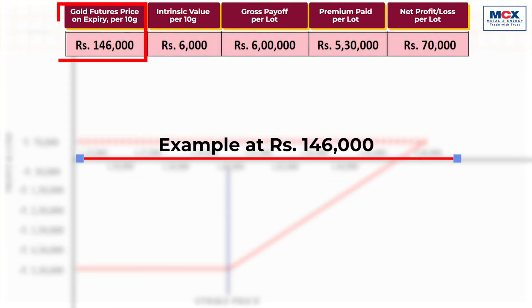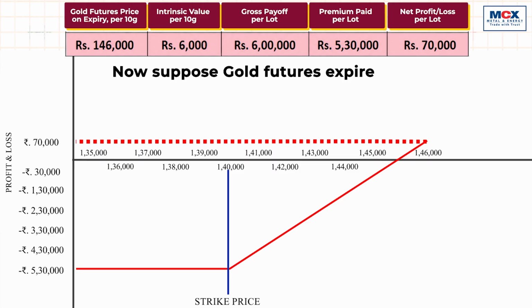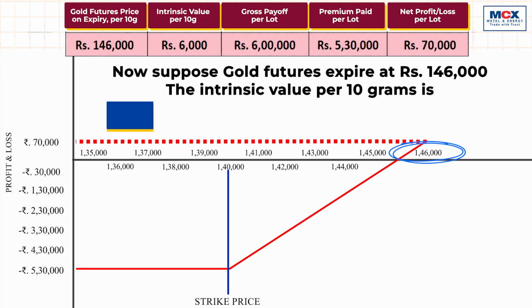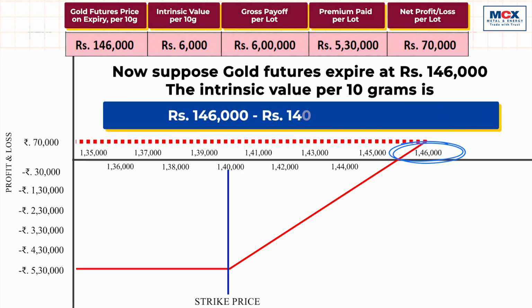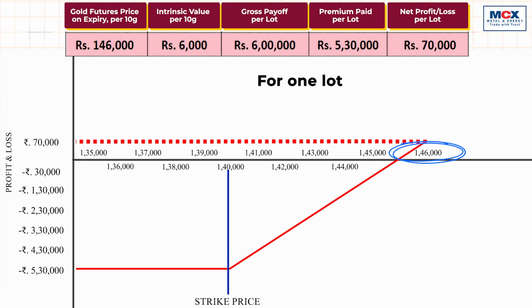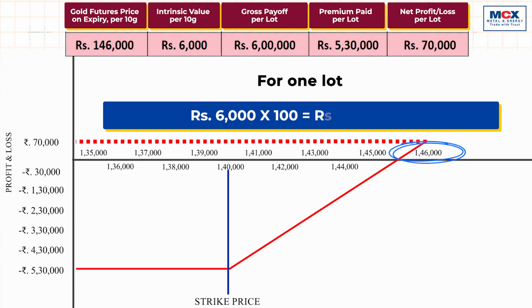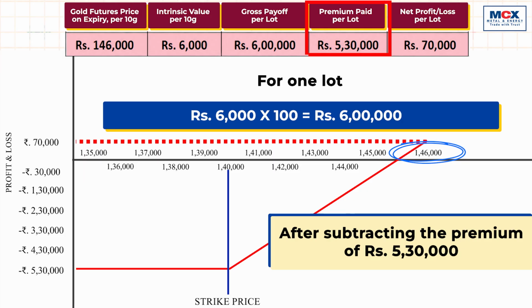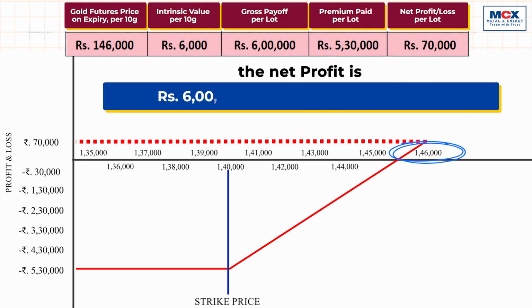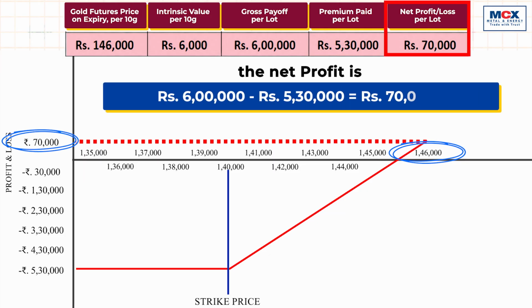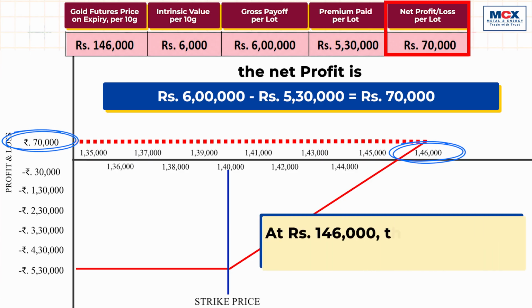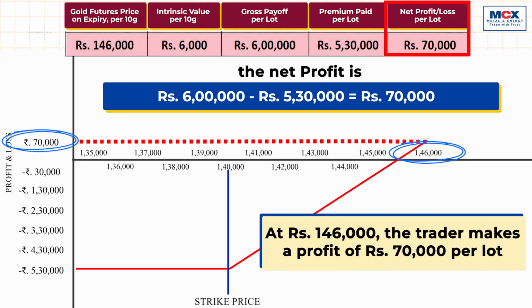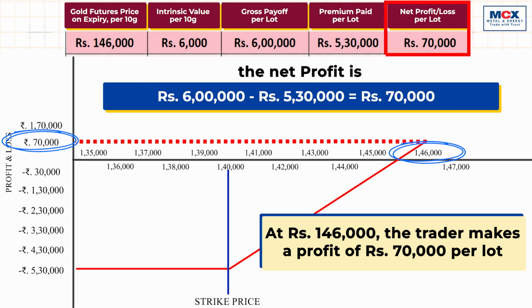Example at Rs 1,46,000. Now suppose gold futures expire at Rs 1,46,000. The intrinsic value per 10 grams is Rs 1,46,000 minus Rs 1,40,000 equal to Rs 6,000. For one lot, the gross profit is Rs 6,000 into 100 equal to Rs 6 lakhs. After subtracting the premium of Rs 5,30,000, the net profit is Rs 6 lakhs minus Rs 5,30,000 equal to Rs 70,000. So at Rs 1,46,000, the trader makes a profit of Rs 70,000 per lot.